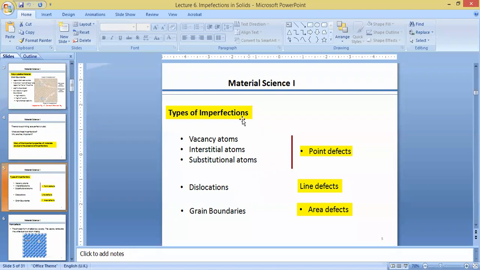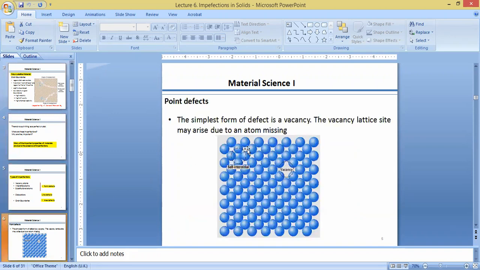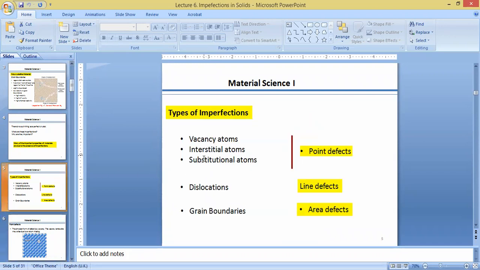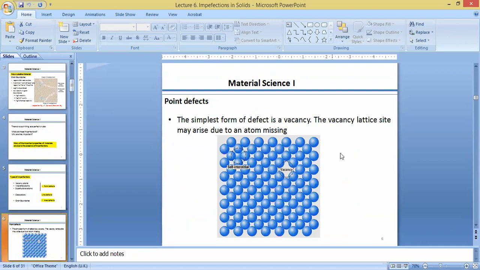So these are some of the imperfections that we're going to look at. There's vacancy, what is known as point defects, line defects, and area defects. So point defect is the vacancy atoms, interstitial atoms, and substitutional atoms. Then there's the dislocations and the grain boundaries. We're going to look at them one by one. Okay, we start. So under point defects, we say there's the self-interstitial, the substitutional and the vacancy. Now we're going to look at how they look.